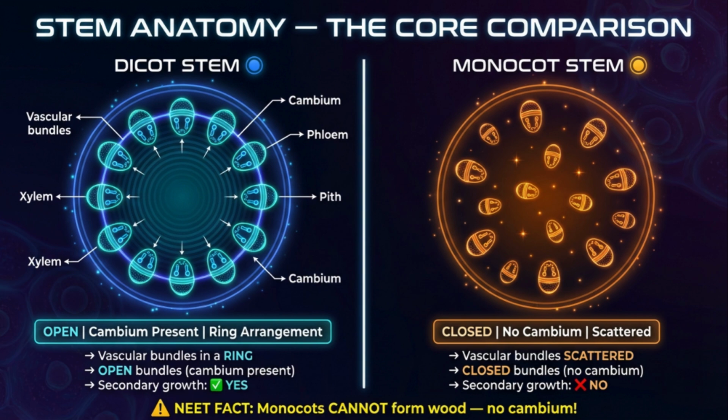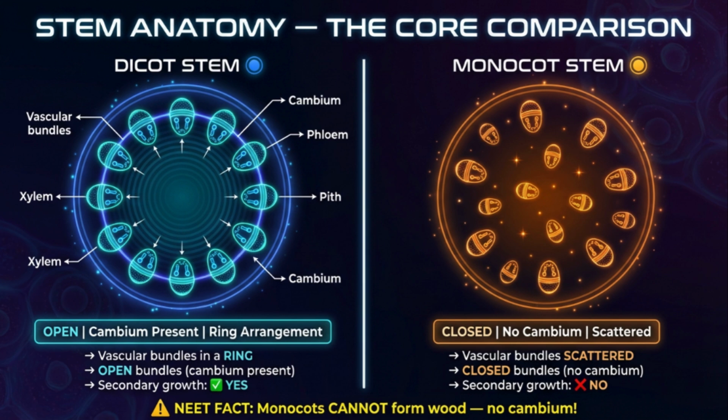Now switch to a monocot stem, sugarcane, maize, bamboo. Cut it across, and you'll immediately notice something different. The vascular bundles are scattered everywhere throughout the ground tissue. There's no ring, no pattern. And critically, there is no cambium between the xylem and phloem, so these are called closed vascular bundles. No cambium, no secondary growth. A bamboo grows tall, spectacularly tall, but it never develops a thick woody trunk.